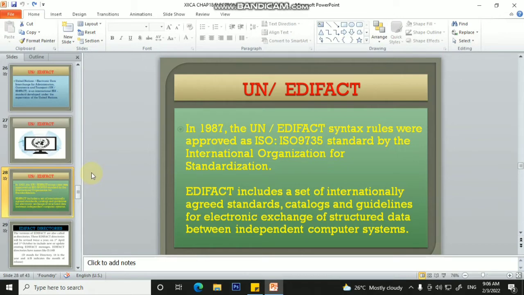We were discussing what is EDI, what are all the advantages of EDI, the components of EDI, layers, and we saw the standards, and at last we discussed the UN framed standardized standard or protocol for this EDI. So today we will discuss UN's EDIFACT.